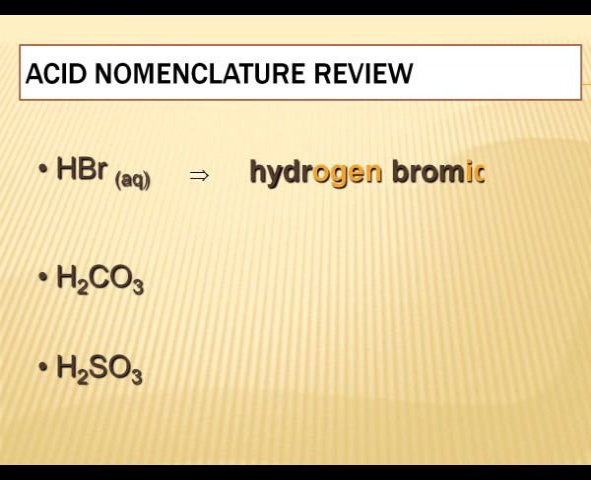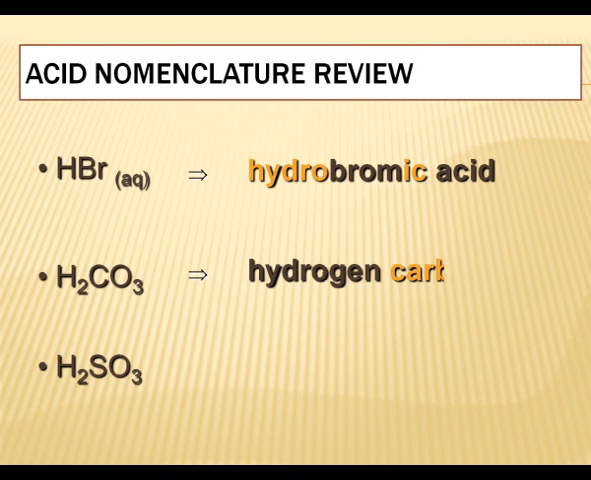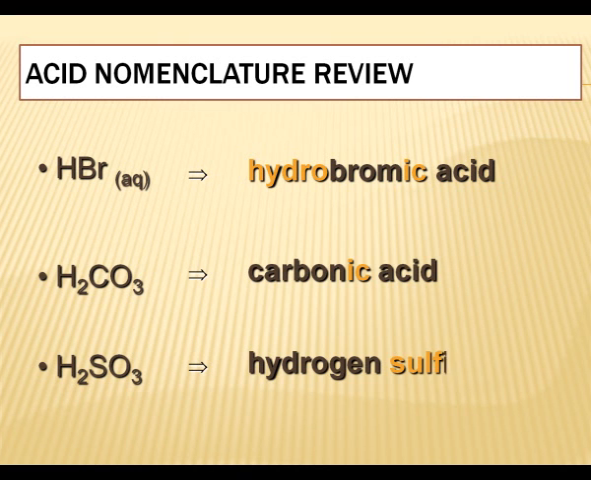HBr would be named hydrogen bromide if it were a gas, but as the acid, it is called hydrobromic acid. H2CO3 would be called hydrogen carbonate, but as the acid, we call it carbonic acid. Notice the ATE ending became ic and the hydro disappeared. And hydrogen sulfite would become sulfurous acid. Again, the hydro disappears and the ITE becomes OUS. And so those are three typical examples.